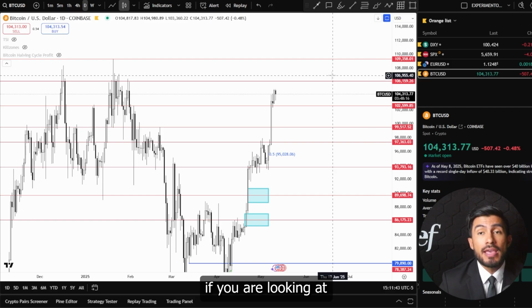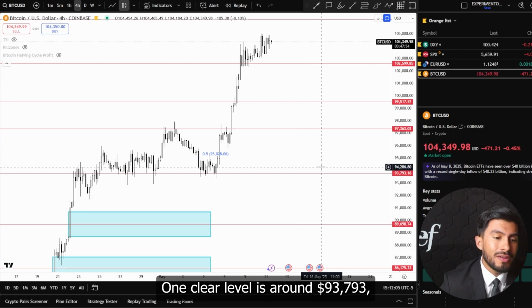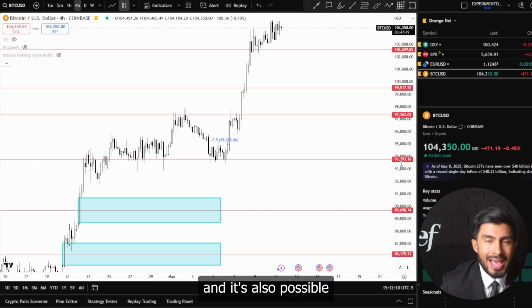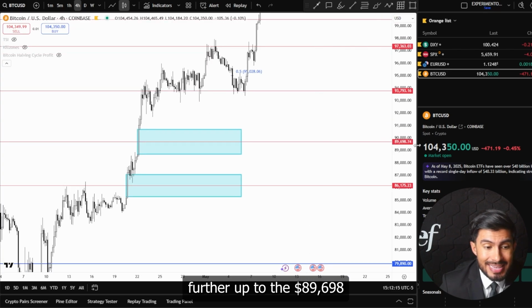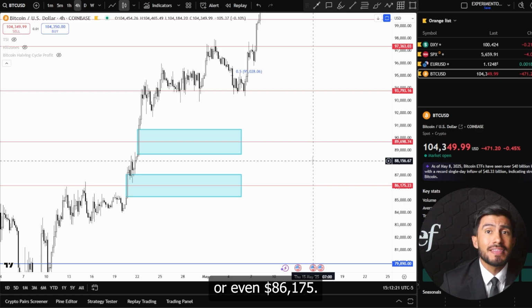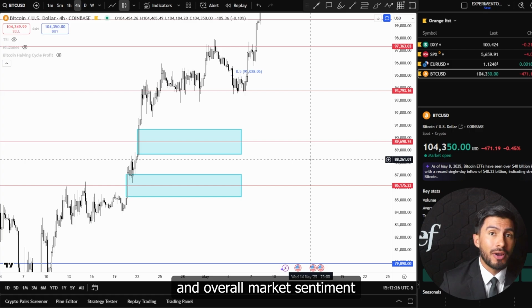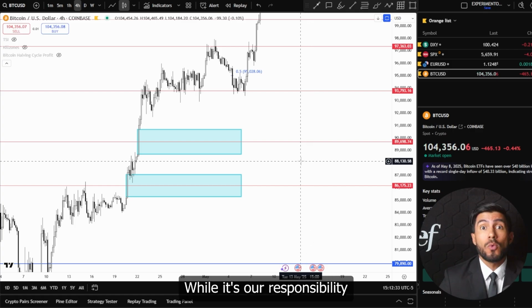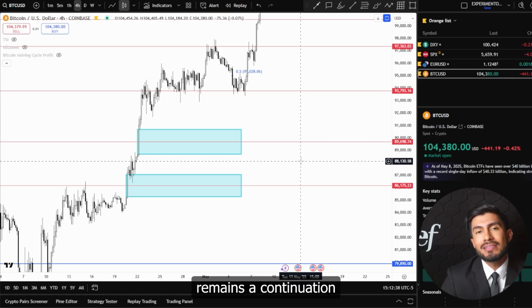On the other hand, if you're looking at bearish scenarios, I can also highlight some potential liquidity zones. One clear level is around 93,793, and it's also possible that price could correct further to the 89,698 or even 86,175 USD. However, considering the current geopolitical context and overall market sentiment, a strong drop toward these lower zones appears unlikely at this time. While it's our responsibility to show you those levels, the most probable scenario remains a continuation of the bullish structure.